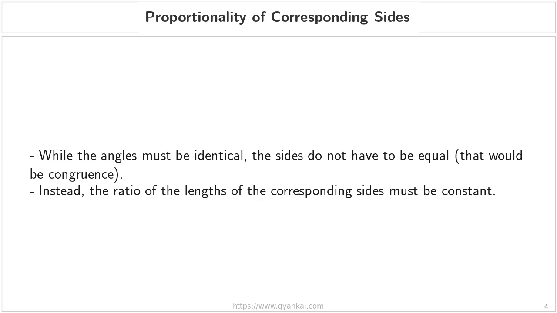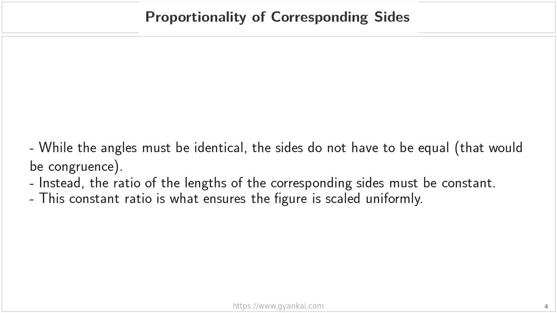But for similarity, we are looking at shapes that are the same type, just different sizes. Instead of equality, we are looking for a constant ratio. This means that if you divide the length of one side by its corresponding side on the other polygon, you should get the same number every single time. This constant ratio is what ensures the figure has been scaled uniformly, meaning the shape hasn't been stretched or squashed in one direction, but has been enlarged or reduced perfectly.